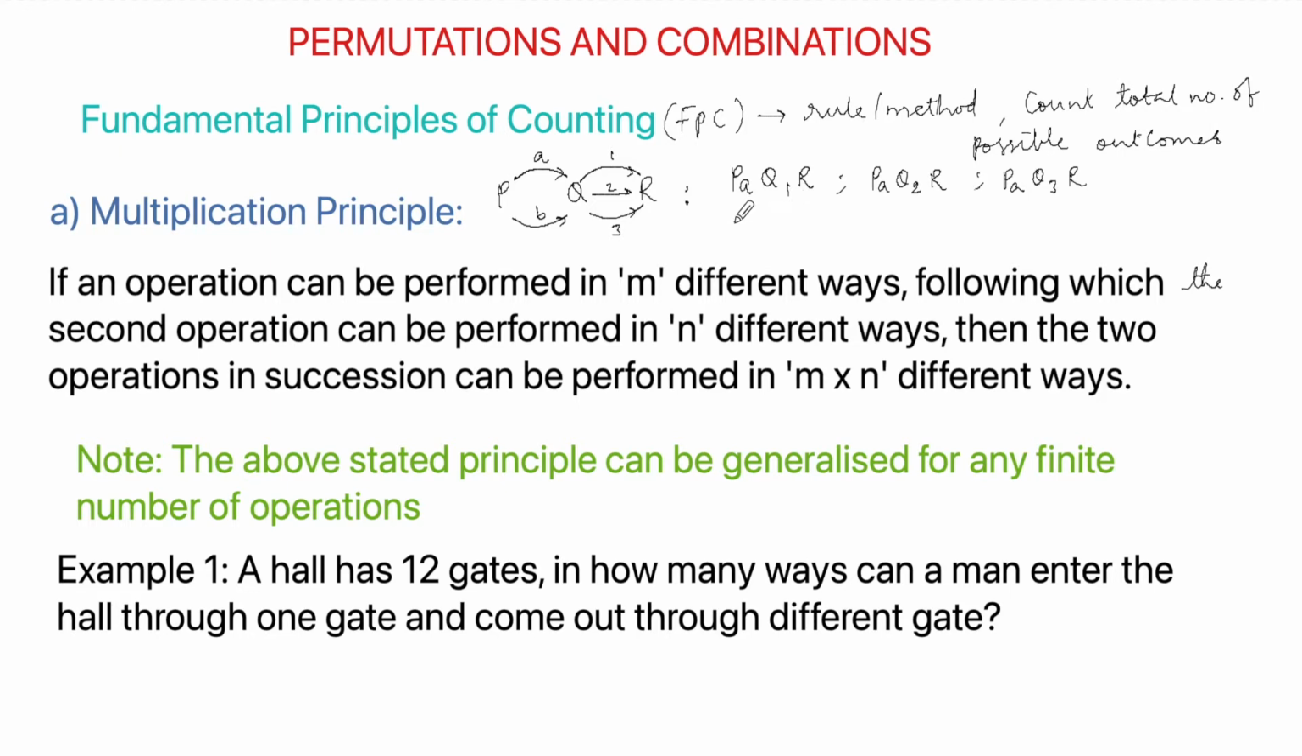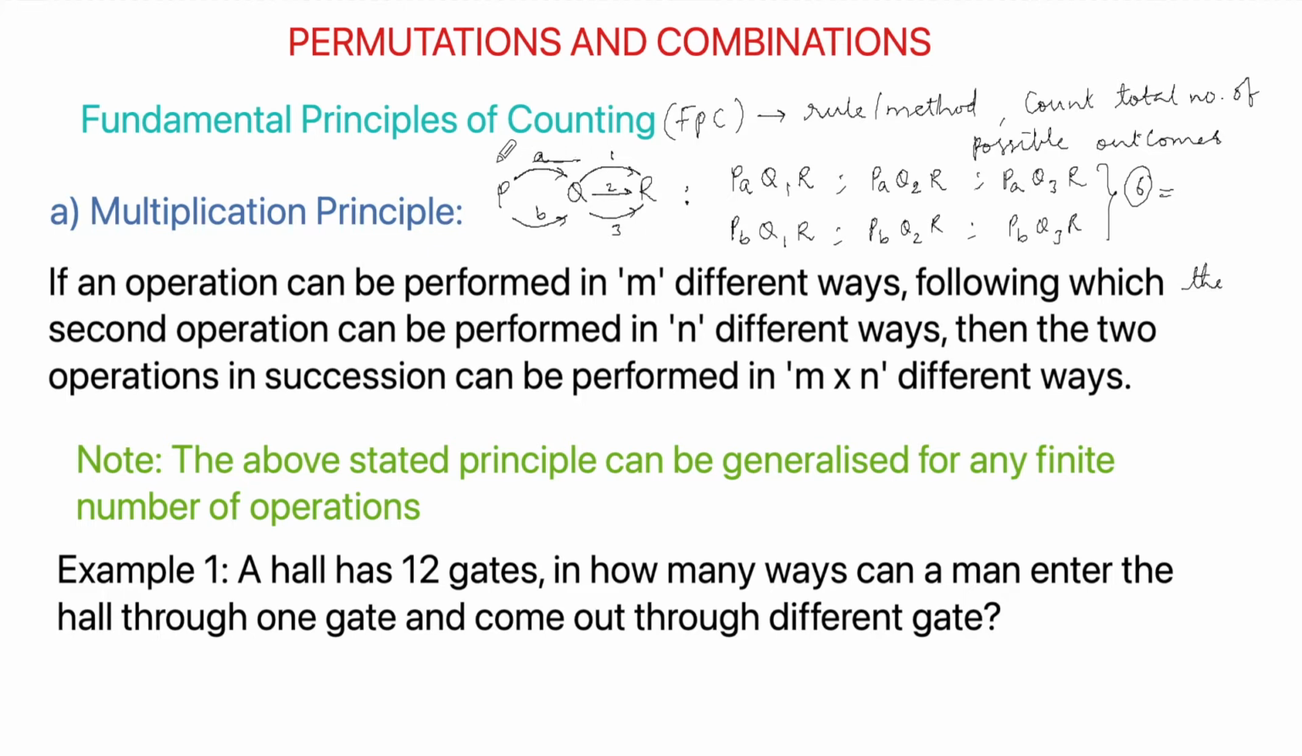And again now from P to Q through B can also be done in three possibilities. Say P, B, Q, 1, R. P, B, Q, 2, R. And P, B, Q, 3, R. And hence we can say there are total six possible outcomes here. Total six possible outcomes.